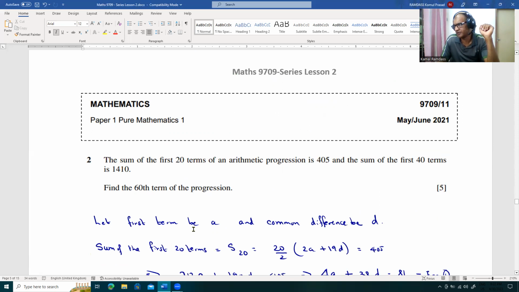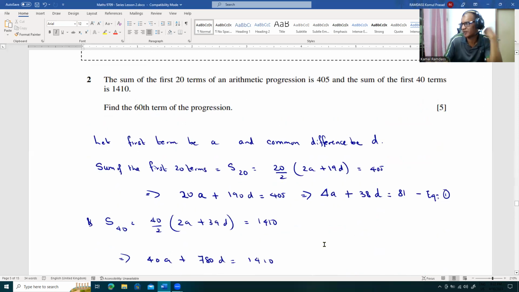Bon, nous dit let the first term be A and the common difference be D. Sum of the first 20 terms, c'est S20, 20 sur 2 fois 2A plus 20 moins 1 D, OK? Est égal à 405. Et mon gain, cette expression-là, 4A plus 38D is equal to 81. On appelle ça equation 1.